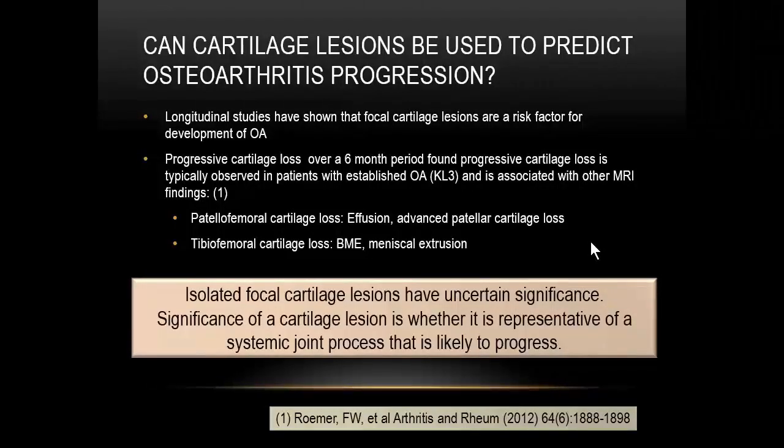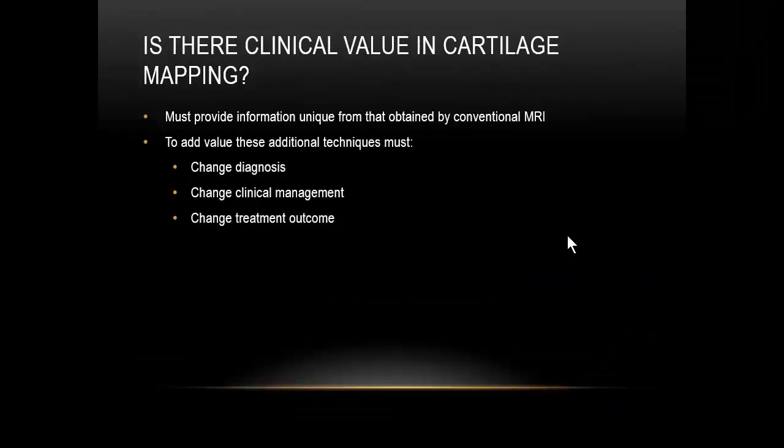So in general, isolated focal cartilage lesions have very uncertain significance. And our ability to predict which ones progress and which ones do not progress is not very good. What we have to do is turn our attention away from looking at cartilage and begin to look at the joint in total. A lot of times our understanding of what is happening with cartilage is really dependent on looking at what else is happening within the joint, and being able to look at some of the underlying driving mechanisms that are leading to joint degeneration.